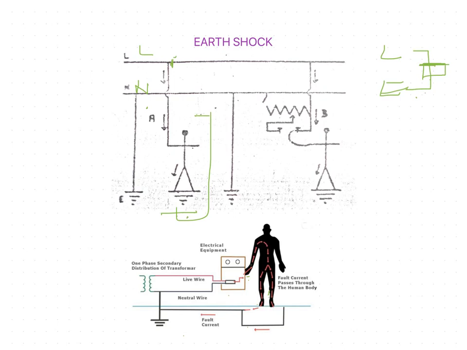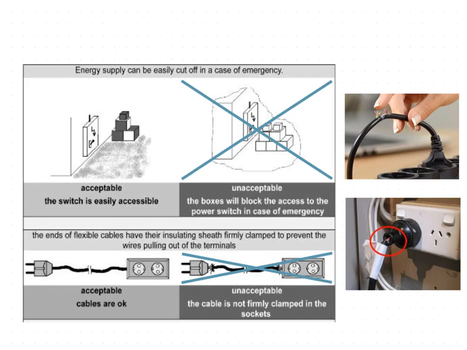Now we will see the causes of electric shock. Here you can find a number of causes. A person may obtain a shock without touching the active wire of the power supply. The first normal cause is the sudden alteration of the current flow.